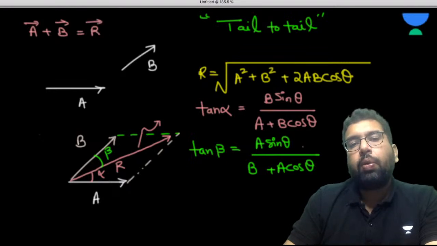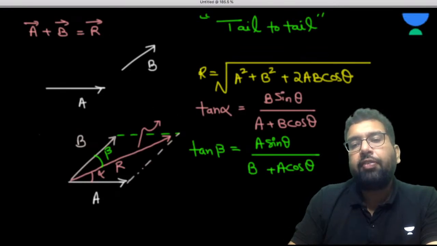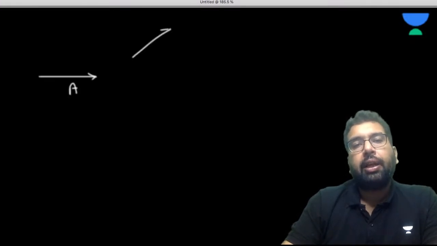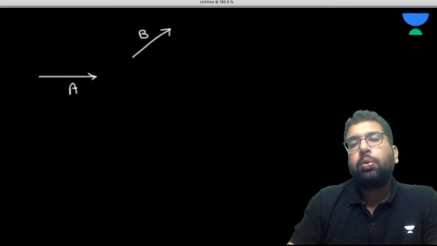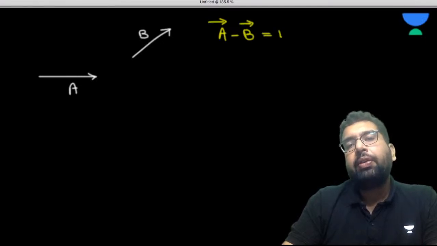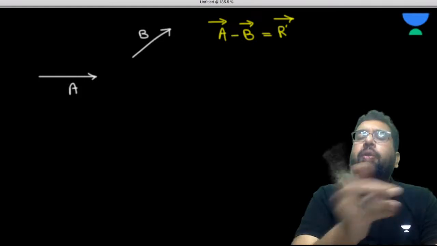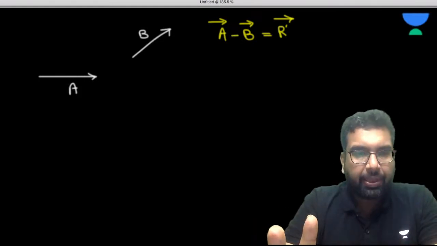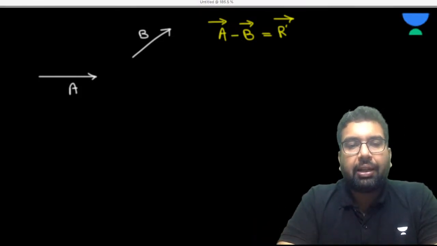Now, if I write for the same vectors, let's suppose this is A and this is somewhere B, and now I want to do the subtraction of this vector like this. Then again there will be a resultant. Let's call it R dash just to make it different from what we have learned previously.